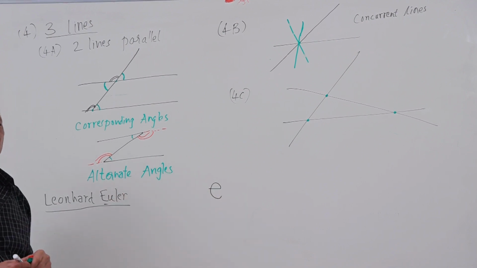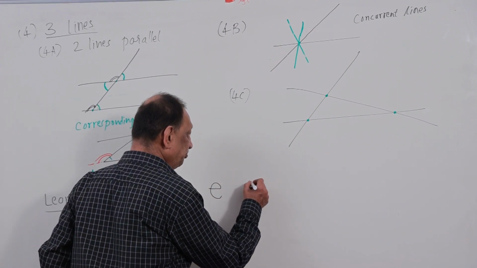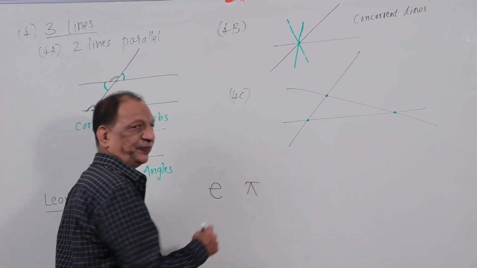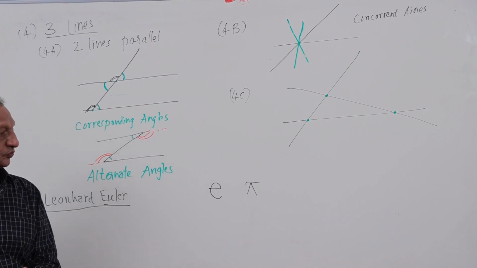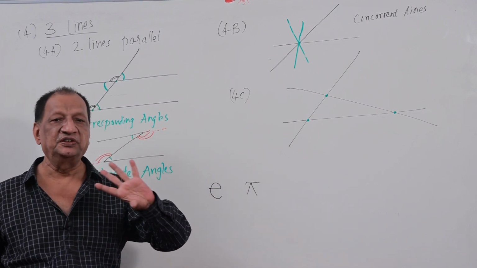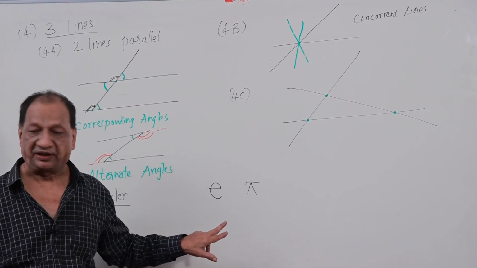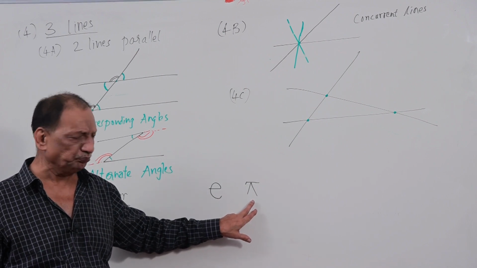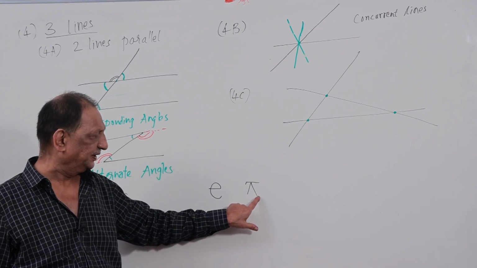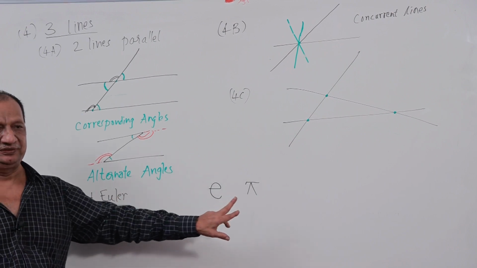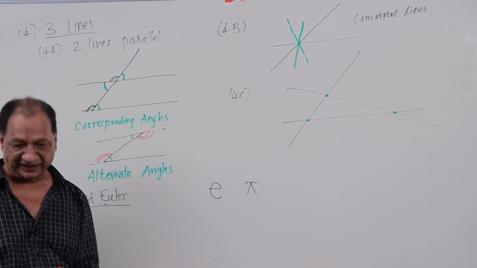And he is the person who popularized the name pi to describe the ratio of circumference to diameter in a circle. That is pi, right? Pi d is the circumference. So that name pi was given by him actually. Pi is a Greek letter.